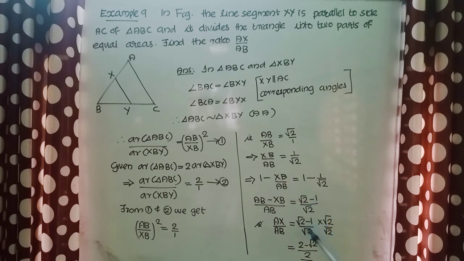Here the denominator is root 2. Let us rationalize it by multiplying both the numerator and denominator by root 2. So (root 2 minus 1) into root 2 divided by root 2 into root 2. Then it is a binomial, multiply with root 2. Root 2 into root 2 is 2. 1 into root 2 is root 2. Root 2 into root 2 is 2. So the result is AX by AB equal to (2 minus root 2) divided by 2.